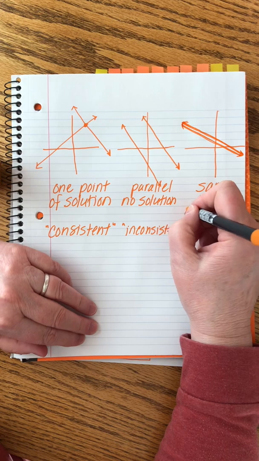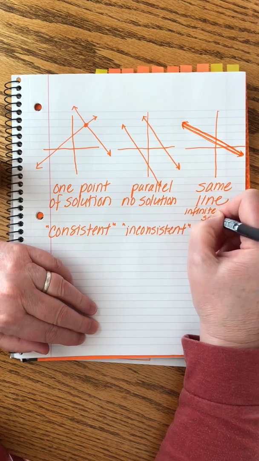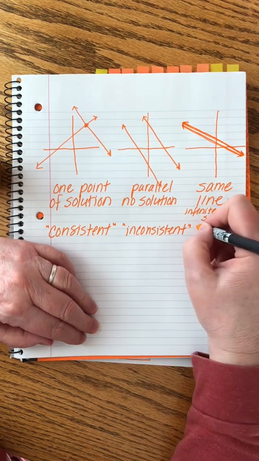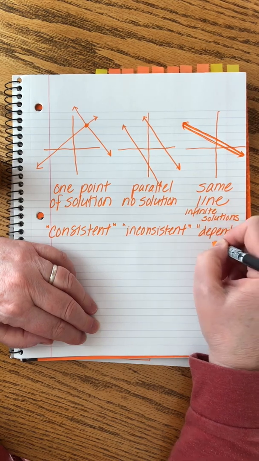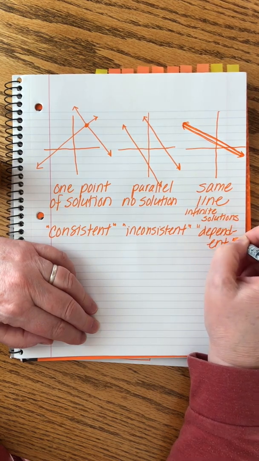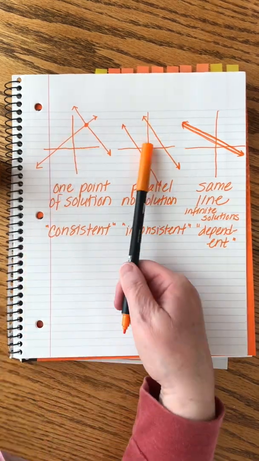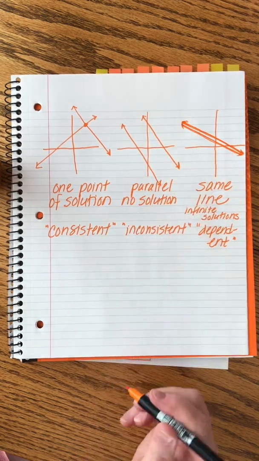So we write infinite solutions. And the fancy name for this is dependent. It didn't fit on one line. I was so hoping it would. All right. Consistent is what we're used to. Inconsistent is parallel. Same line is dependent.